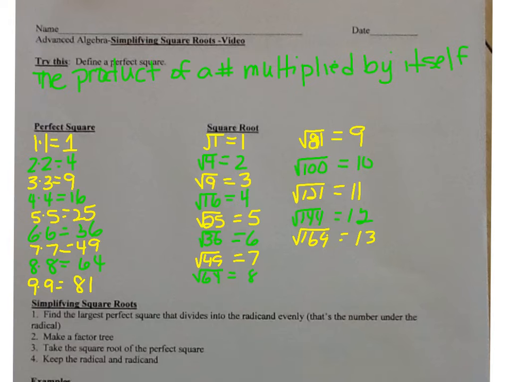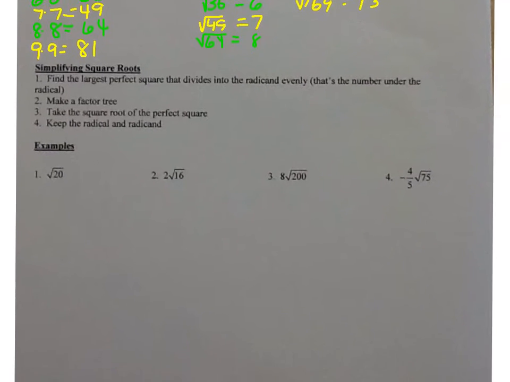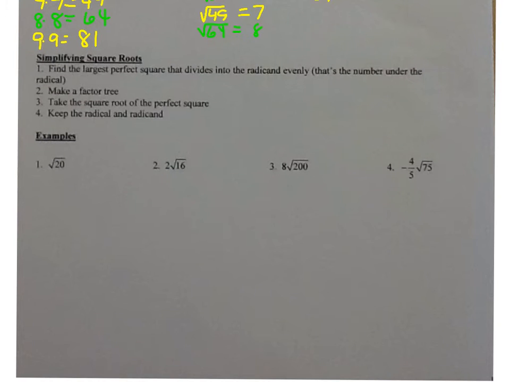All right, so now let's get into simplifying. So now that you know what perfect squares are, when we simplify a radical, you're going to find the largest perfect square that divides into the radicand evenly. Now remember, the radicand is the number that's under the radical. So these are all radicands, 20, 16, 275. The numbers in front are the coefficients. Like this has a coefficient of 2. This has a coefficient of 8. This has a coefficient of -4/5.